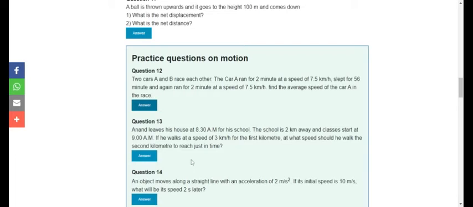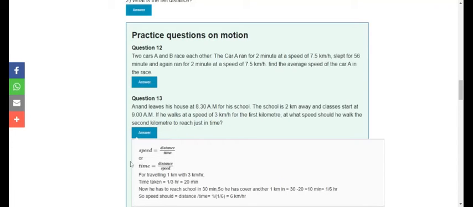Okay, so for the first kilometer he starts at 8:30 a.m. and he has to reach the school, and the class starts at 9 a.m. So he has to reach the school just before 9 a.m. So he has got half an hour to go a distance of 2 kilometers. If he is walking the first kilometer at 3 kilometers per hour, let me calculate the time taken by Anand to go the first kilometer. From half an hour we will subtract that time, and then we will get the remaining time. In that remaining time, Anand has to travel the next 1 kilometer. So we can definitely calculate the speed at which he must travel.